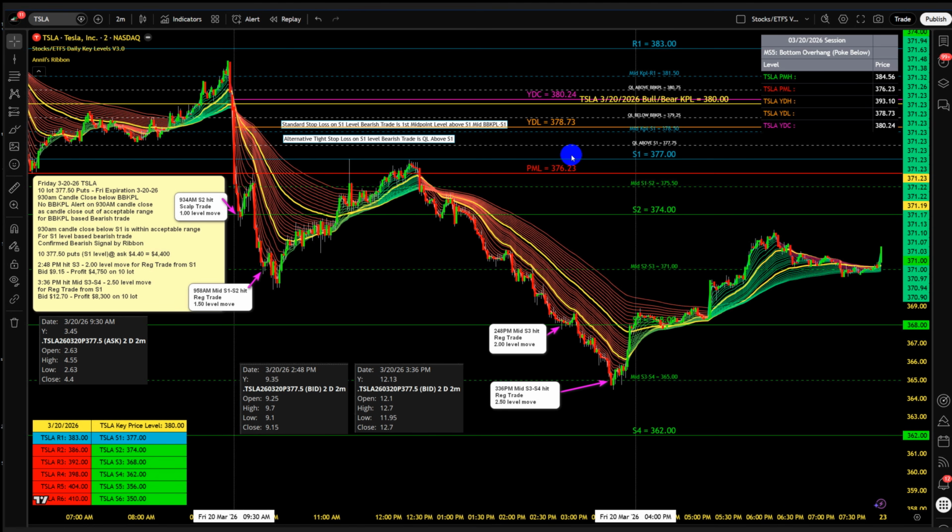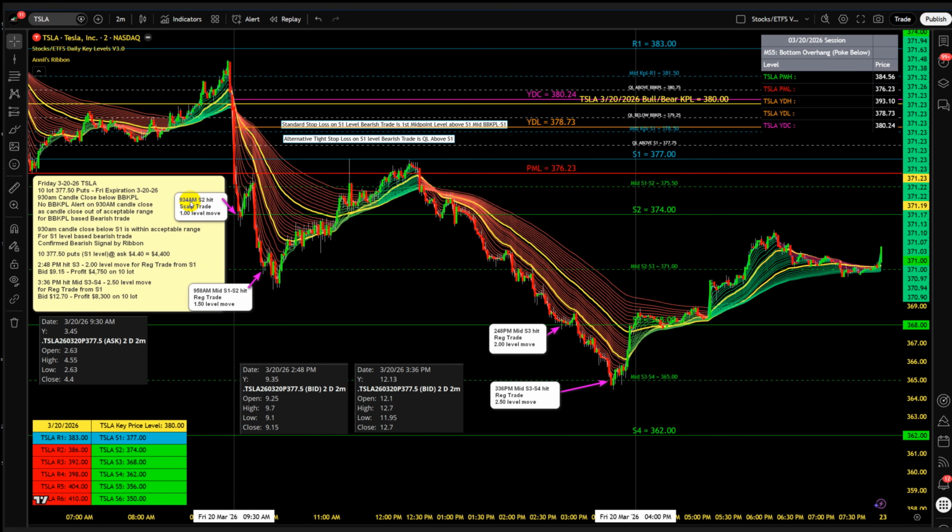The ask price on the 9:30 a.m. opening candle, the 377.50 put, $4.40. So that is going to be $440 per put option. So on a 10 lot, that's $4,400.